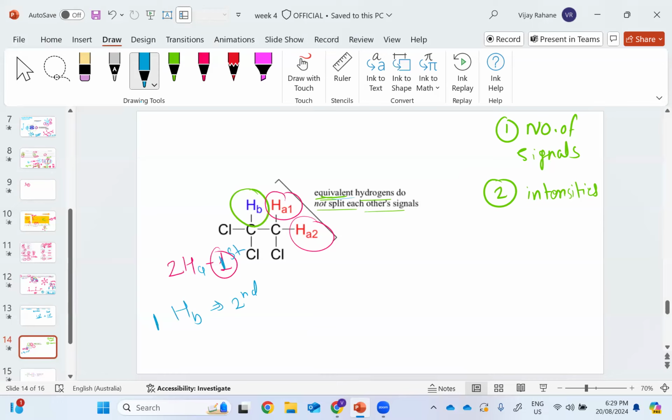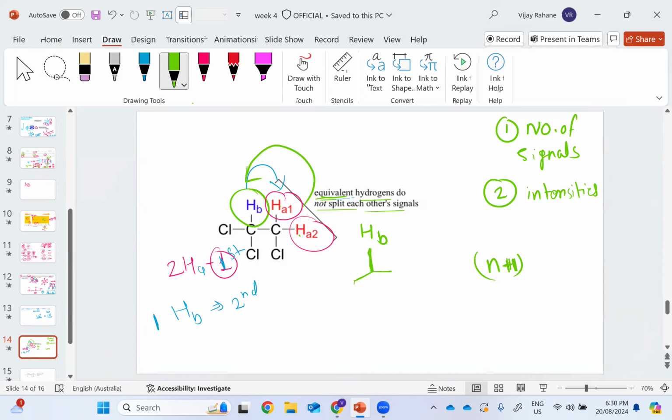So if we check the coupling of these protons, this HB can couple with this HA, and in a similar manner this HA can couple with this HB. Let's take the example of this HB and see how the peak looks for this HB. We have two coupling hydrogens here, so the splitting will be n plus one, which is three. Am I right? Because we have two protons.